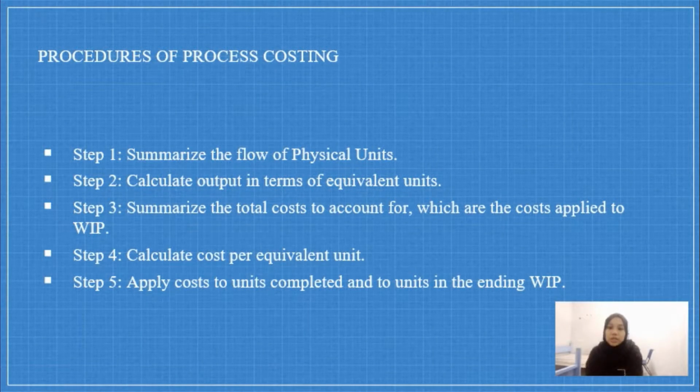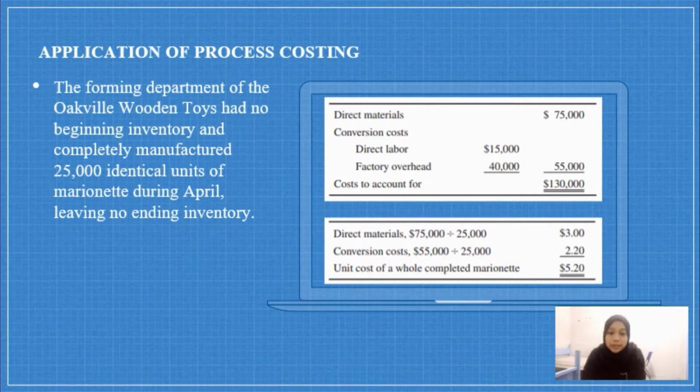Despite having 3 types of methods, process costing has 5 basic steps as shown. For better understanding of the steps, we will look into this example. The forming department of Oak by Wooden Toys had no beginning inventory and completely manufactured 25,000 identical units of marionette during April, leaving no ending inventory. And its cost that month is shown.